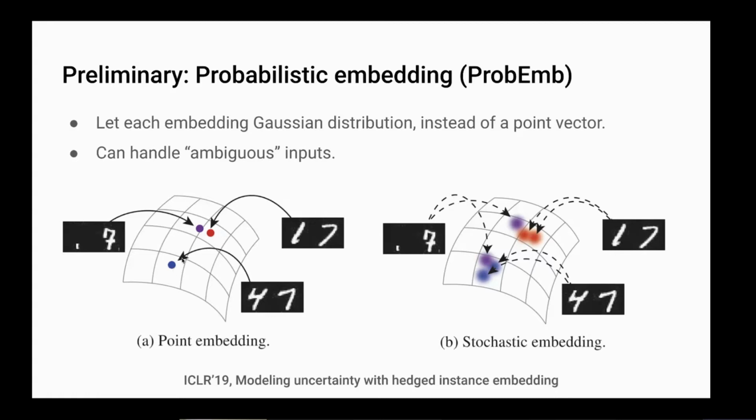And assume you have some occluded sample. This sample can potentially be matched with either 17 or 47 or 77, 97, whatever. But if you use point embedding, it just maps to a specific point, so it cannot represent any ambiguity of the given input. But if you use a stochastic embedding or probabilistic embedding, we can use a probabilistic distribution.